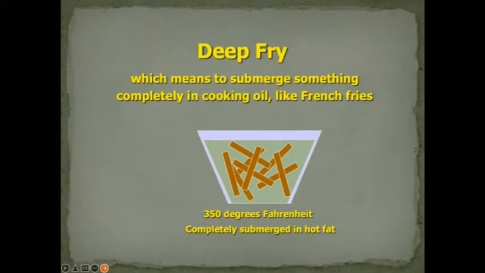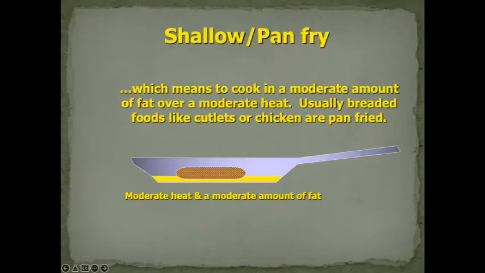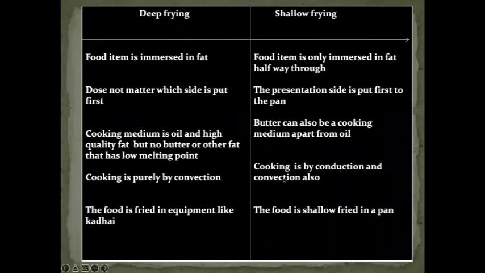So the mode of heat transfer is convection. While in shallow frying, mode of heat transfer is conduction. Generally it is conduction. But in some cases, what the chefs do is they shallow fry in the pan, and if it's chicken and all, they'll put the pan in the oven to finish it off. So in that kind of cooking, you can call it convection also, but generally cooking in shallow frying is conduction.